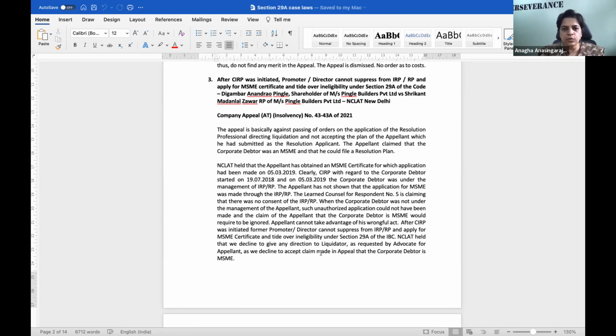So here the RP held them to be ineligible, against which an appeal was filed. And the NCLAT also held that they cannot go behind the back of the IRP or the RP, make an application for obtaining the MSME certificate, and then try to take advantage of 29A.